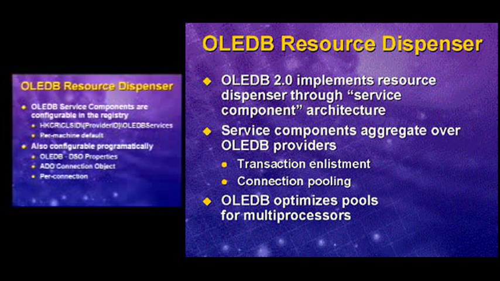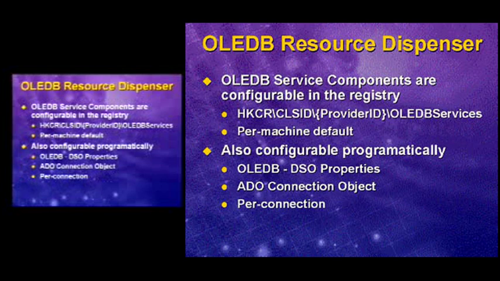Okay. The OLEDB service components are configurable in the registry. This is the automatic services, and they're under HKey classes root, class ID, and the provider ID. This is the GUID of the provider, and then OLEDB services. This is a per machine default, and this is a bit flag that you can set. Except for the OLEDB provider for ODBC, it's usually set to all Fs by default. So for example, if you wanted to turn off automatic transaction enlistment, you just turn one of those bits off in the registry, and automatic transaction enlistment is turned off for OLEDB for everything on that machine for that provider. However, that's kind of rough-grained.